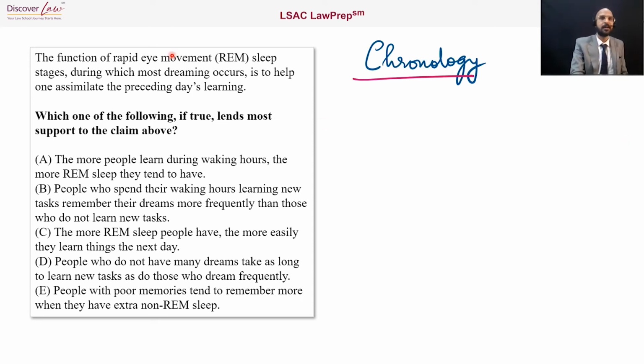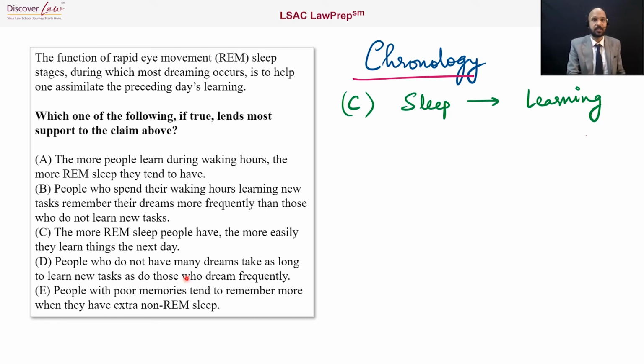We saw that first there is learning, and then there is the sleep, okay? And then there is the assimilation. This was the chronology. But when you see option C, you can see that the chronology has been flipped. It talks of sleep, and then it talks of learning thereafter the next day. And therefore you can say that C is not the answer, right? Keep the structure of the sentence in mind, okay? If you get lost in the words, you're not going to get the answer right so easily.